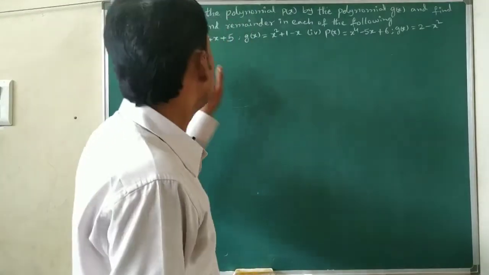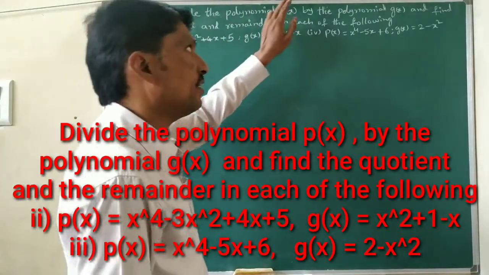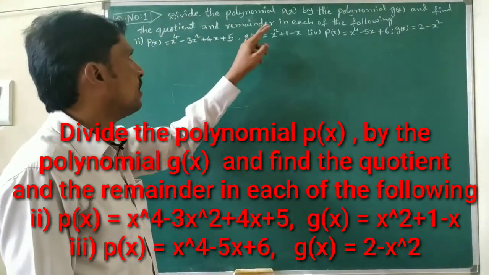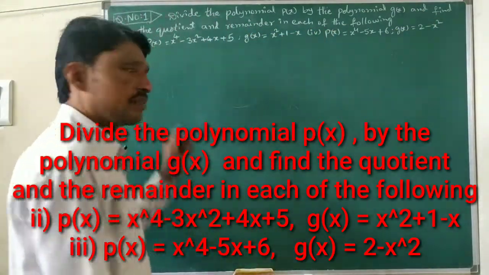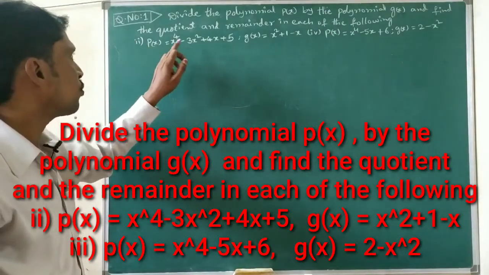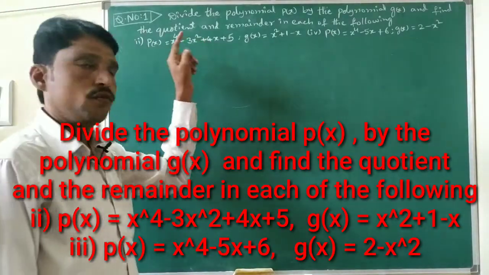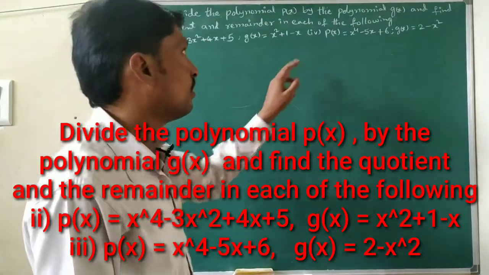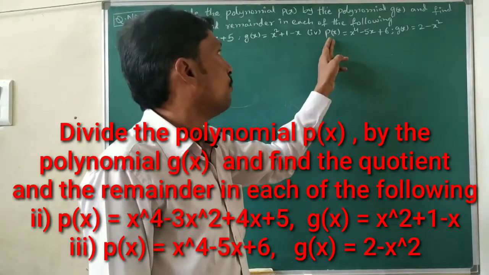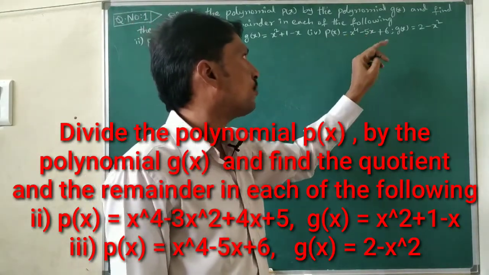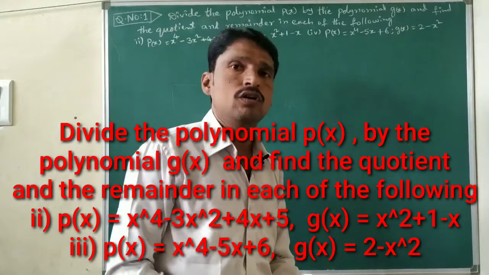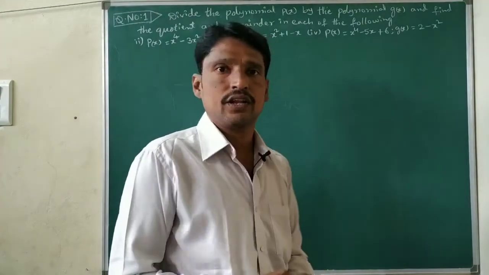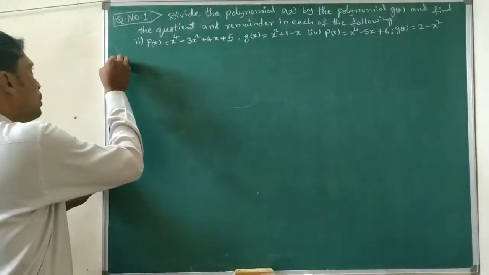Question number 1. Divide the polynomial p of x by the polynomial g of x and find the quotient and remainder in each of the following. In that, the second one: p of x equals x power 4 minus 3x square plus 4x plus 5, g of x equals x square plus 1 minus x. Fourth question: p of x equals x power 4 minus 5x plus 6, g of x equals 2 minus x square. So in this we need to find the quotient and remainder.